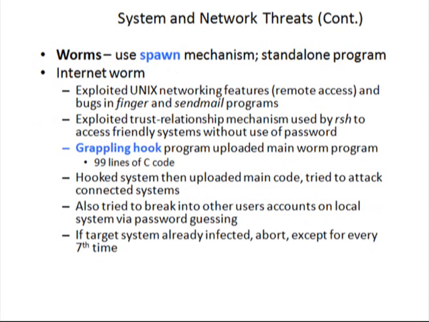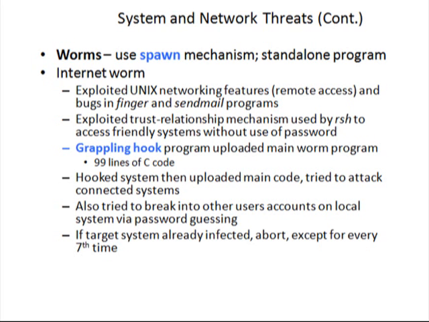The next type of system and network threat is a worm. It uses a spawn mechanism and is a standalone program. Now, what is the internet worm? The internet worm exploited Unix networking features and bugs in the finger and sendmail programs. It exploited a trust relationship mechanism used by the rsh (remote shell) to access friendly systems without the use of a password.